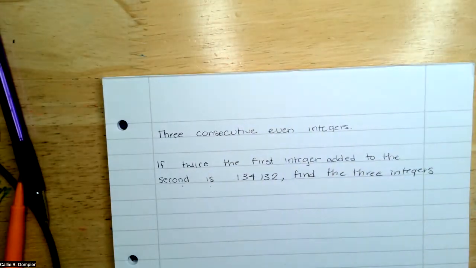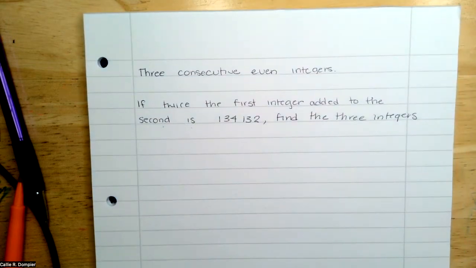These are hard also. 3 consecutive even integers. An integer is just a whole number. It does not have numbers after the decimal point, and it is not a fraction in its lowest terms. So it could be negative, it could be positive, it could be the number 0. Let's just read it first. If twice the first integer added to the second is 134, 132, find the three integers.